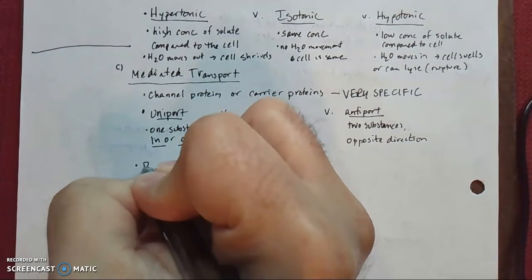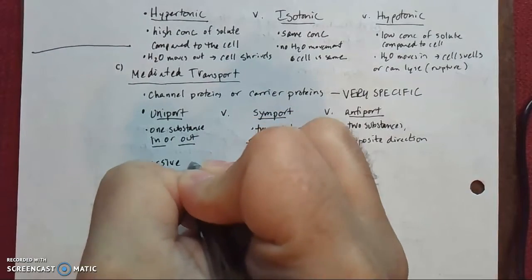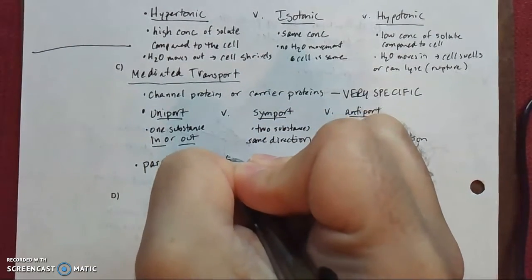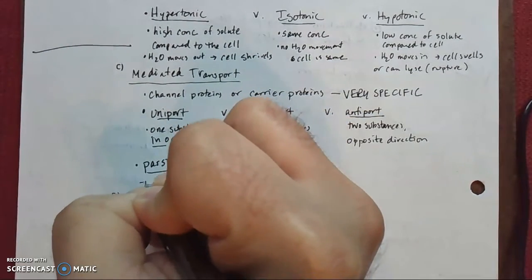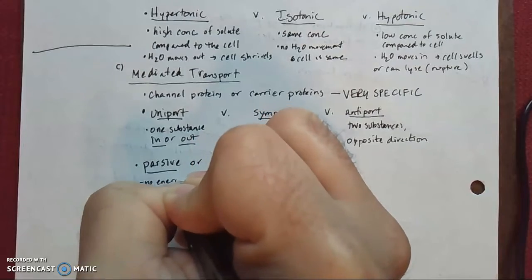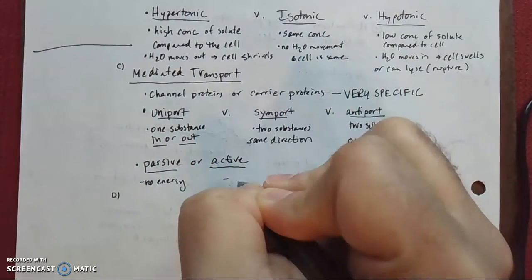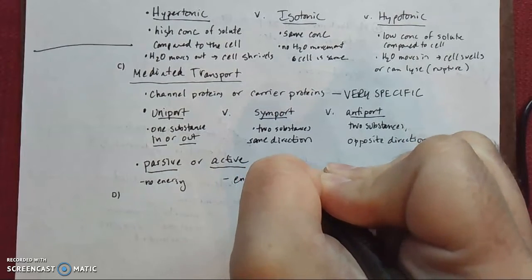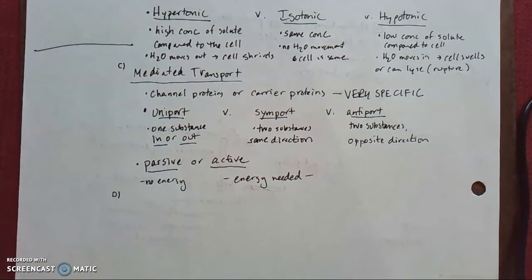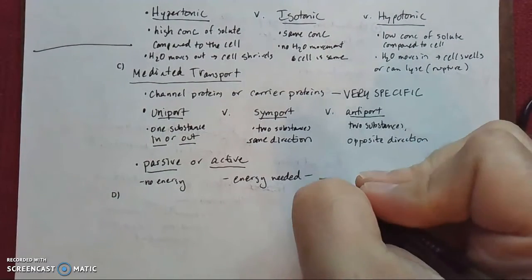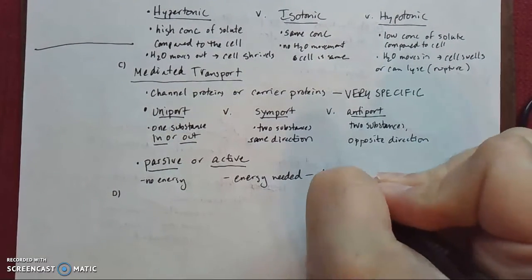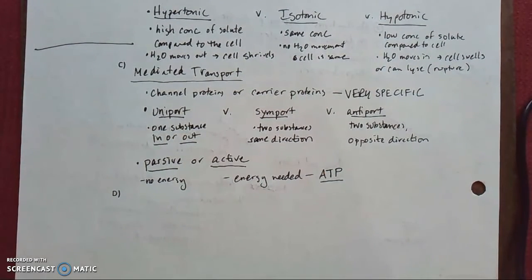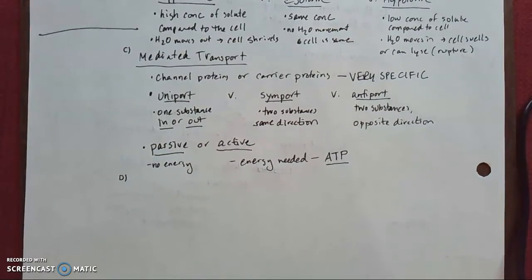These can also be passive or active. So passive, again, no energy. Active means energy needed. And if you haven't already guessed, the energy that we use for mediated transport is our friend ATP. So that is mediated transport.